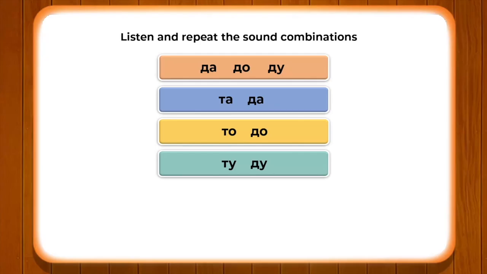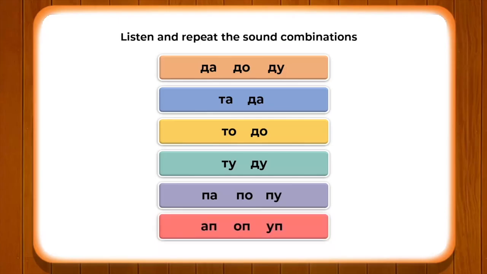And likewise, now we are going to have an exercise where we will have different letters and combinations of vowels and consonants, where we will see how the sound structure is changing. So, we have pa, po, pu, ap, op and up.